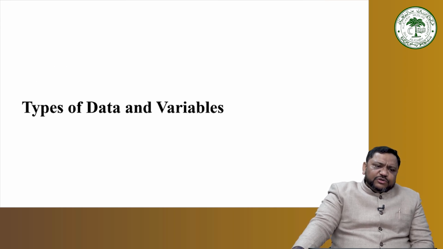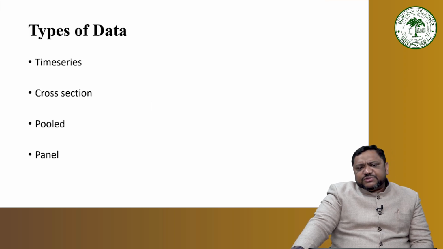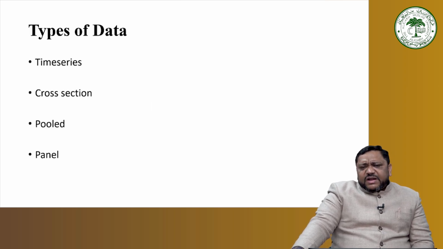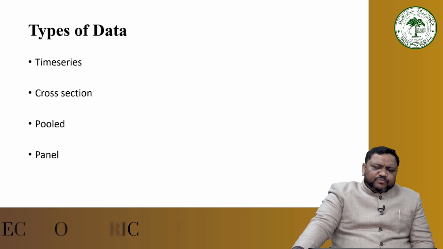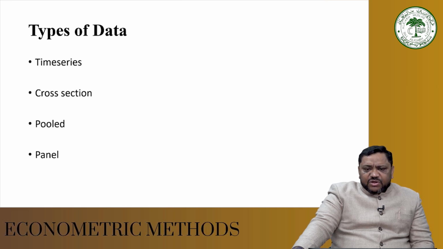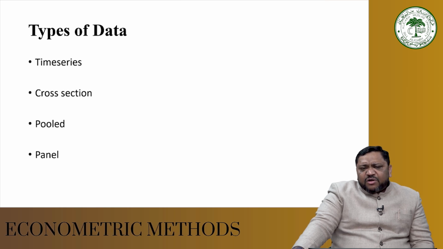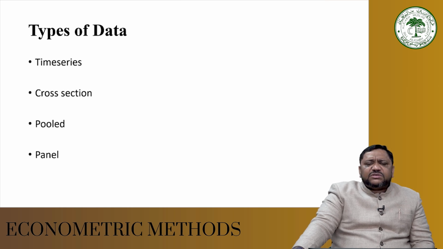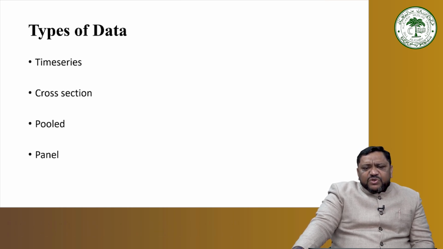Next, we go on to the type of data and variables. A broad classification classifies data into time series, cross-section, pool, and panel data. Time series data is the data collected on variable at different intervals of time. Depending on the interval of time series, this time series can be classified into, say, daily, example, stock prices; weekly, example, money supply; monthly, example, consumer price index; quarterly, example is GDP; yearly, example is GDP; and on decennial, that is, example is census.